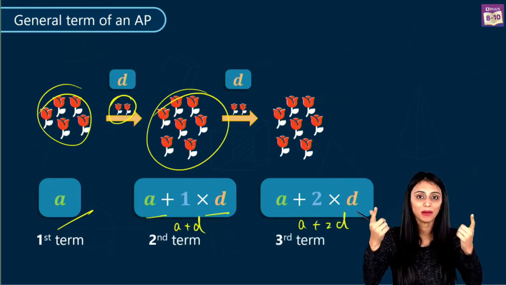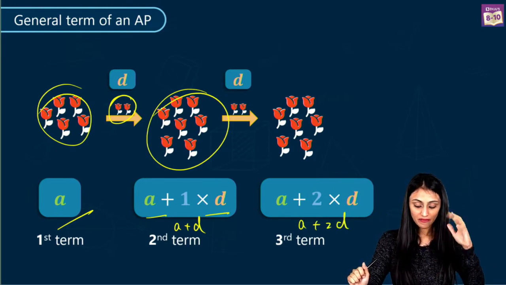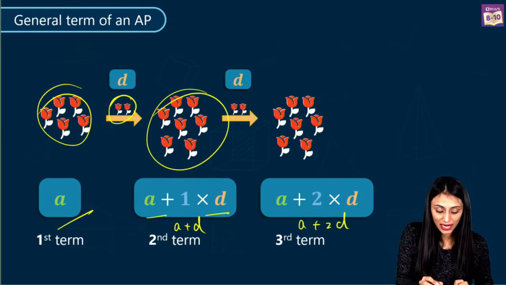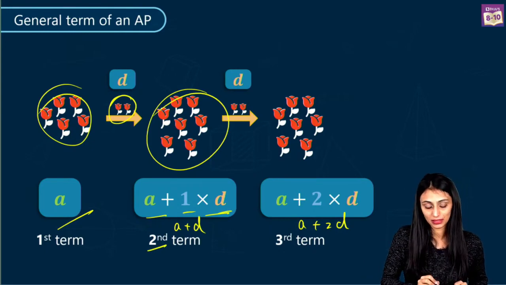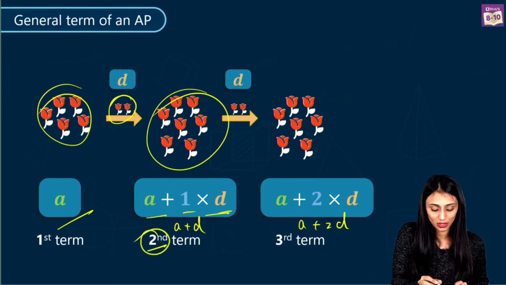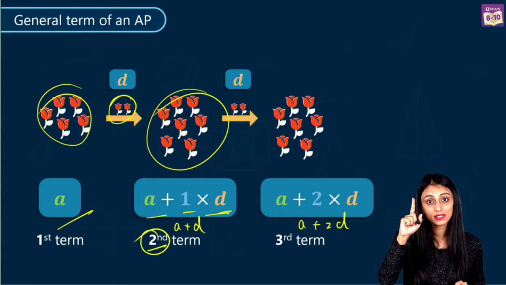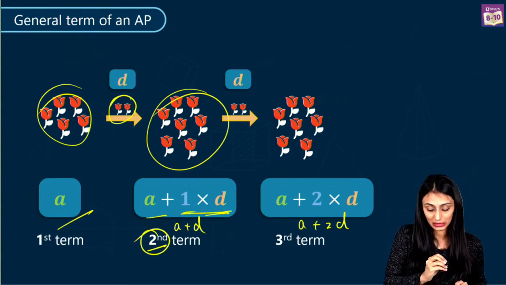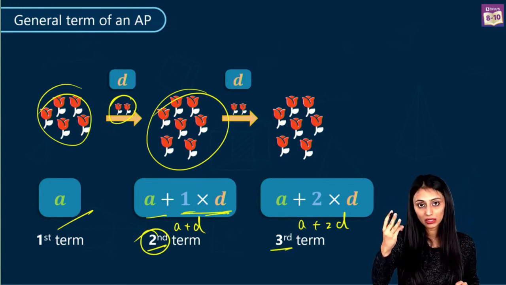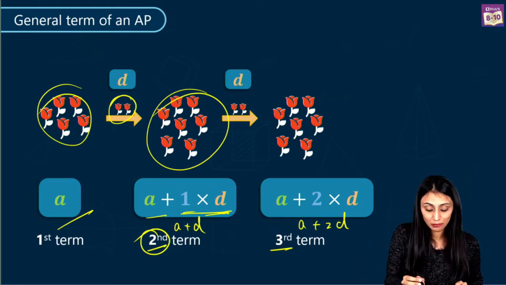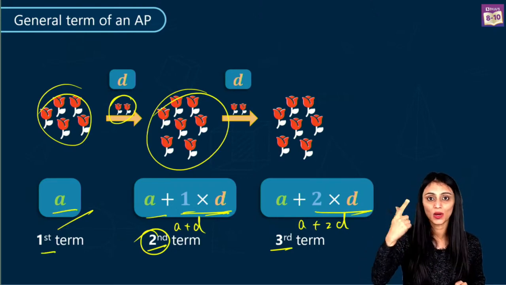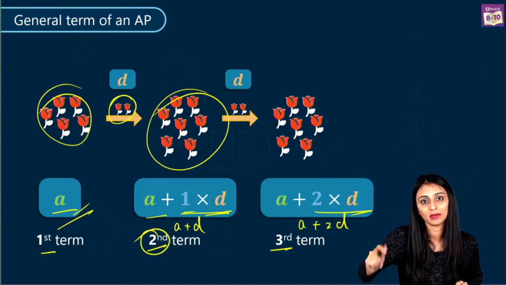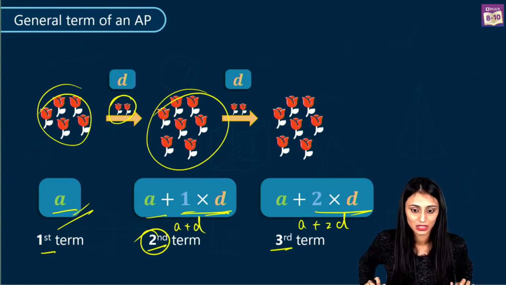Now, do you see a pattern over here? Every time, the number which is multiplied with the common difference is 1 less than the term number. What is the term number here? That's 2. So, 2 minus 1 is 1. I'm multiplying 1 with d. What is the term number over here? 3. 3 minus 1 is 2. I'm multiplying 2 with it. Similarly, here it is 1. If I subtract 1 from 1, I get 0. So, that's why I haven't multiplied 0 with d over here.